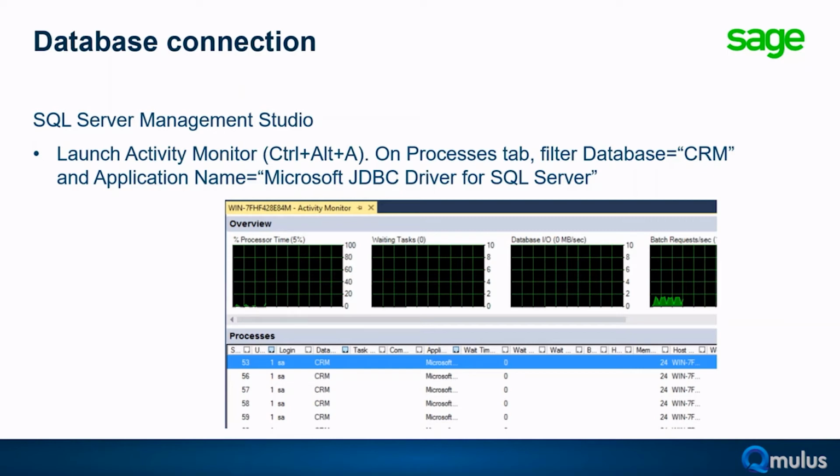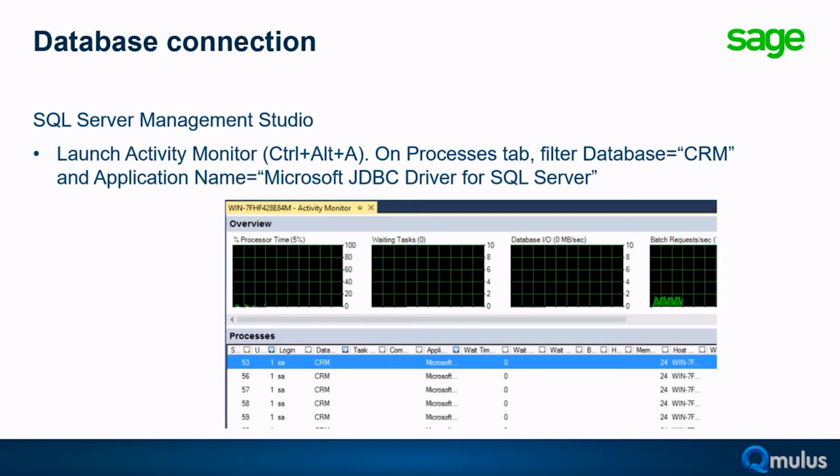So what you're going to do in Management Studio is launch something called Activity Monitor. You can do it with the shortcut Control-Alt-A. When you've got Activity Monitor open, open the Processes tab, go to Database, then filter on your CRM database name, so mine is CRM, and then go to the Applications column and filter on Microsoft JDBC Driver for SQL Server.